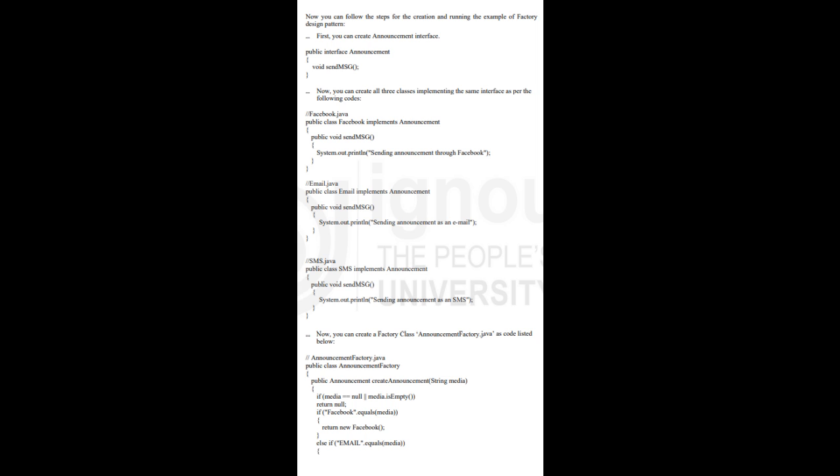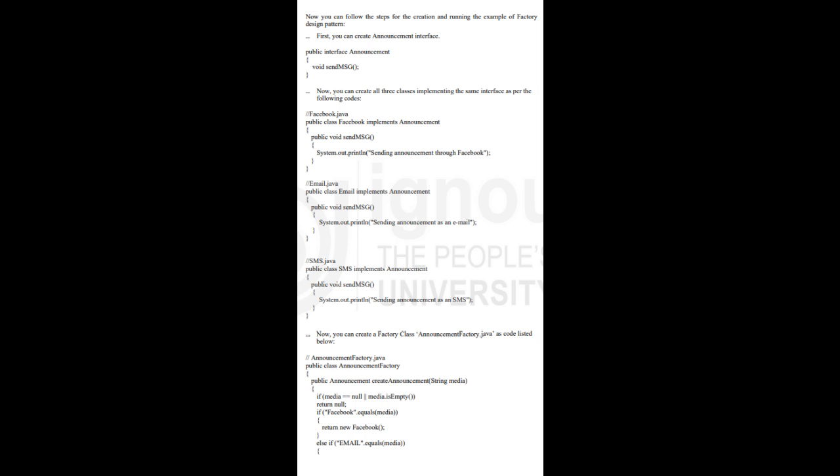The implementation of this example is underneath. First, you can create a singleton class as SingletonClass using the following source code. SingletonClass.java: public class SingletonClass, create an object of SingletonClass, private static SingletonClass instance equals new SingletonClass, private SingletonClass, public static SingletonClass getInstance, return instance, public void display, System.out.println, "Hello students in sources, IGNOU".